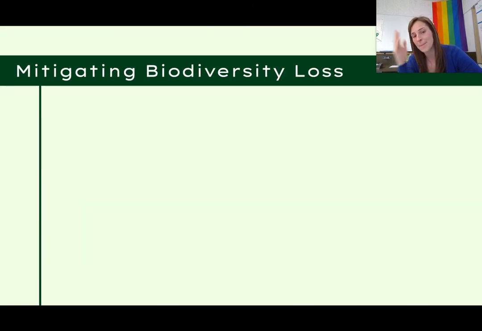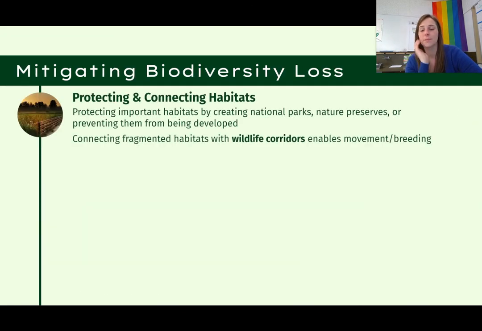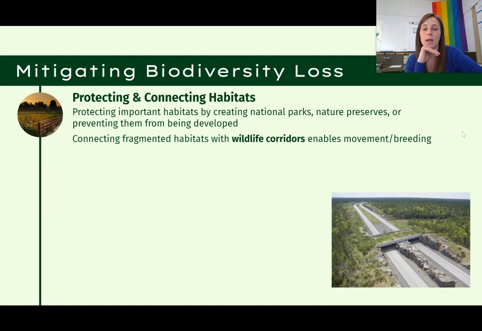So how is it that we can mitigate biodiversity loss? One of the first things we can do is protect and connect habitats. So we can create national parks and nature preserves to prevent them from being developed, so that they're areas that are just set aside to naturally be as they are. We can also connect fragmented habitats with things like wildlife corridors, which enable movement and breeding. So for example, this is a wildlife corridor that was built over a major highway so that the organisms and animals can just go over it.